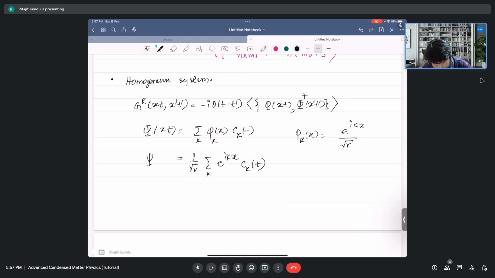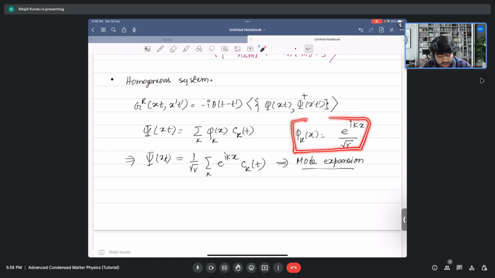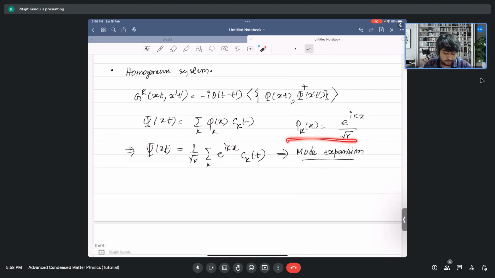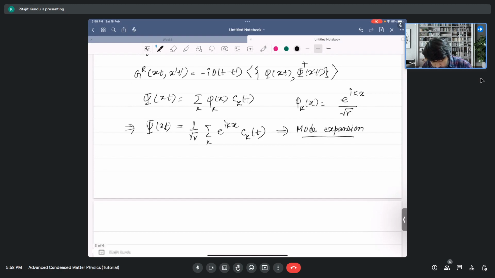So this is our psi(x,t). This kind of expansion is sometimes called a mode expansion in quantum field theory. The main thing to take from here is that if momentum is a good quantum number, then the amplitudes are just like this. If momentum was not a good quantum number, you would have to take some other wave function. But as we are assuming a homogeneous system, we are good with this. Similarly, you can write it for psi dagger, and you will get something like this.